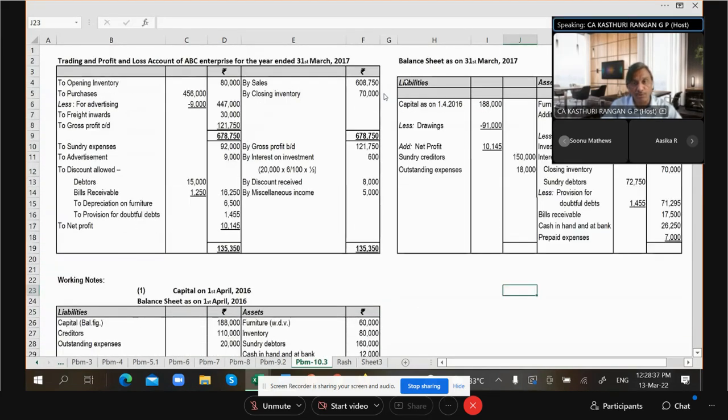So therefore, check whether your balance sheet tallies. It is tallying. Balance sheet total is 275,145.